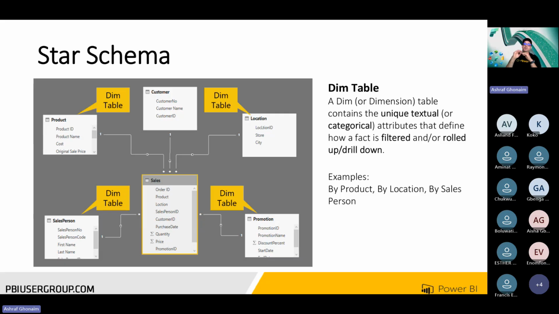You list that customer there once. I am, as an entity in the organization, Ashraf Ghunaim, listed there in the customer table with one record only that has all the information that you know about me. I don't need to repeat all my information millions of times with the million sales transactions that I generated.